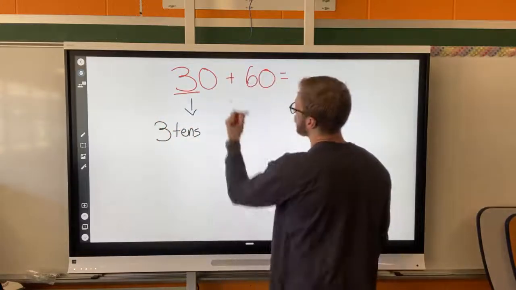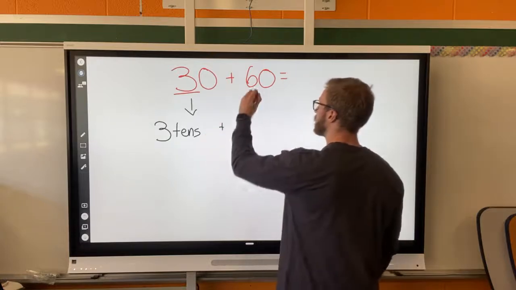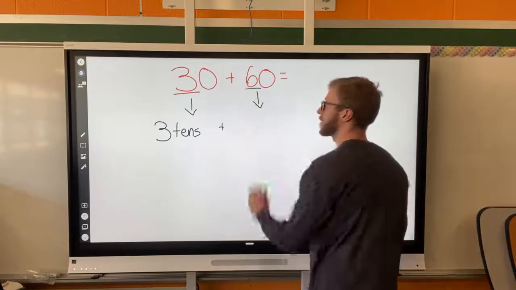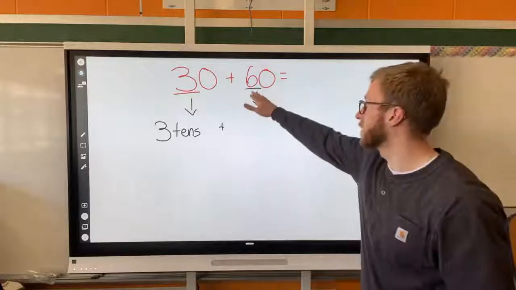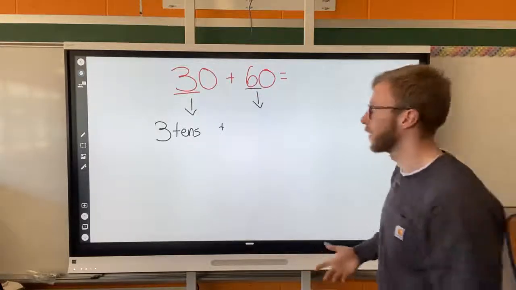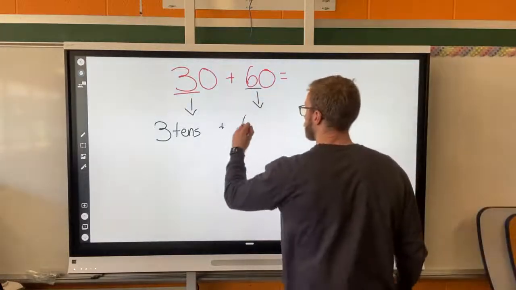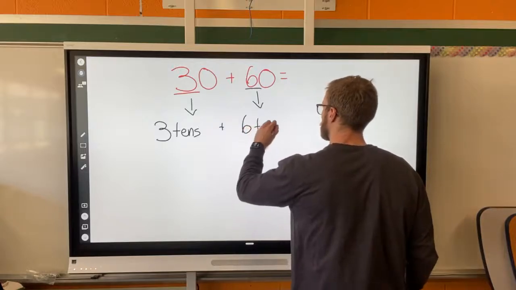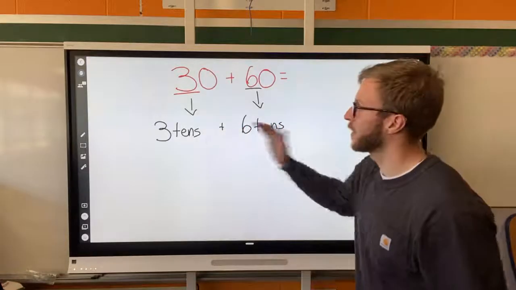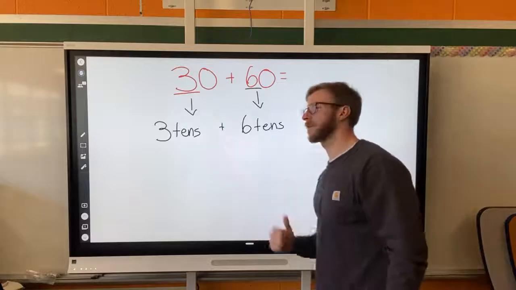3 tens, we're going to bring our plus sign down, plus how many tens do we have in the number 60? We look at the number on the left side. That's our tens place, or our tens digit. We have 6 tens. So now that immediately brings it down to 3 tens plus 6 tens.